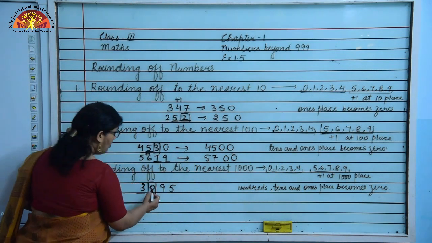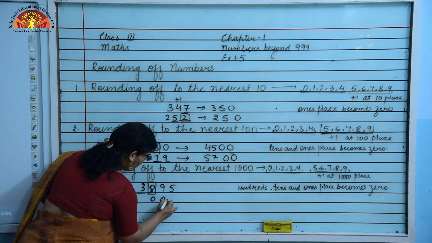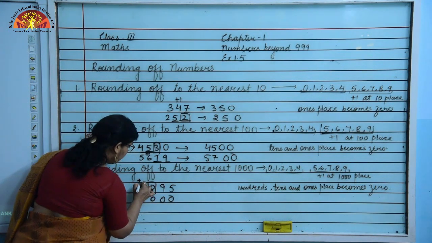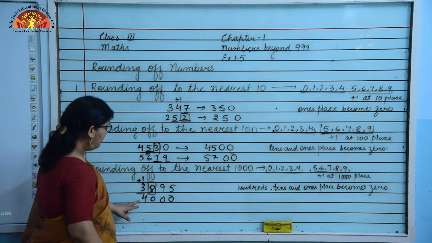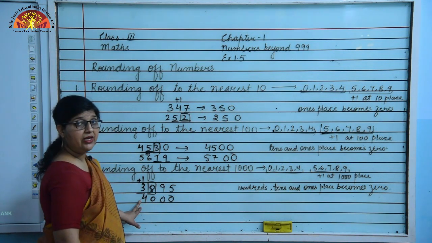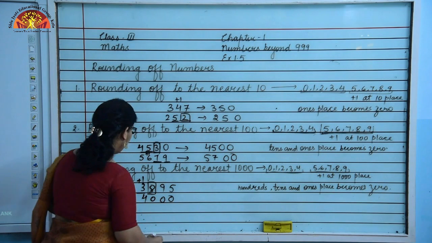So 0, 0 and 0, and we add 1 at thousands place, it becomes 4. So what number will we get? 4000 we will get.